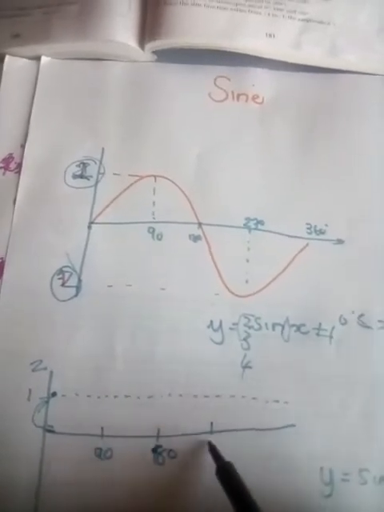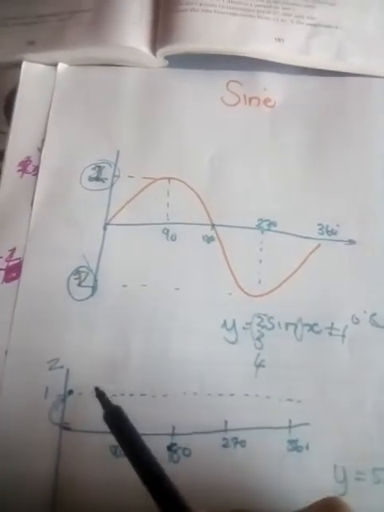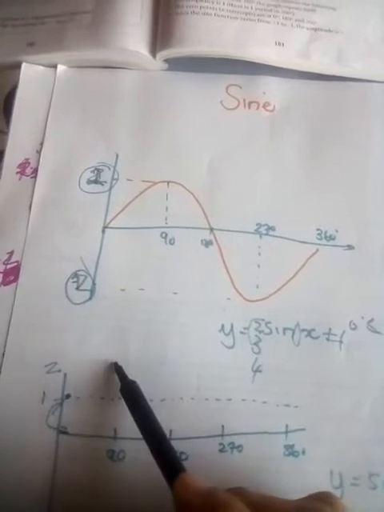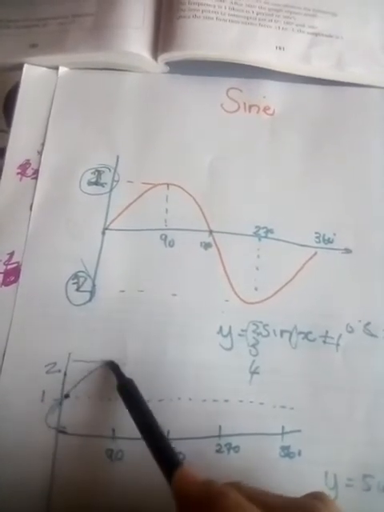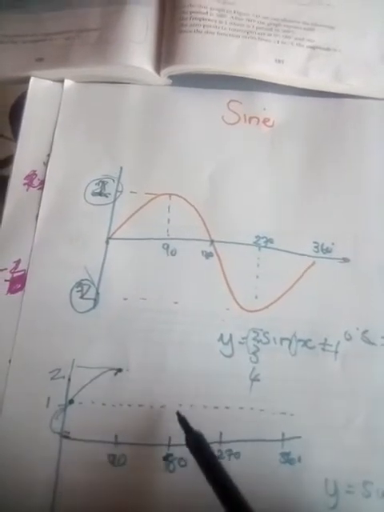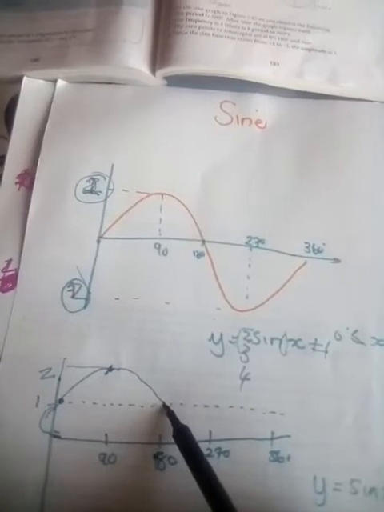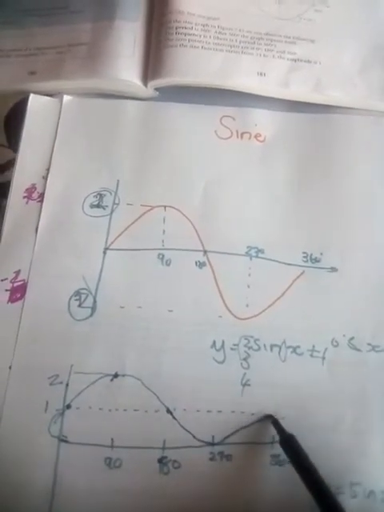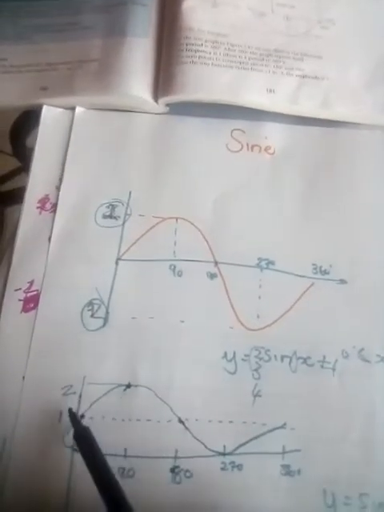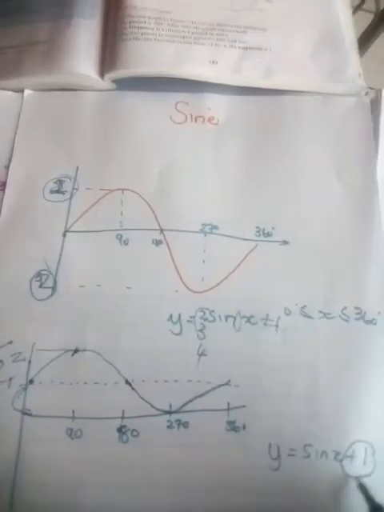It's 180, 270 and 360. So at 90 we'll get the maximum of 2. That will go there. There's 180, same, go down to 0 and then go up. So the whole graph moved up by 1 unit if it's +1.